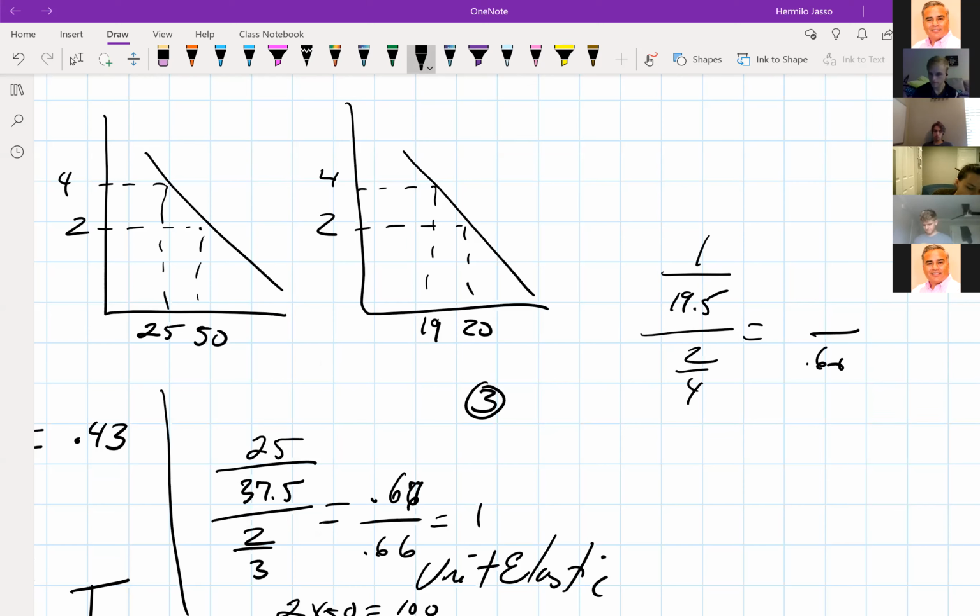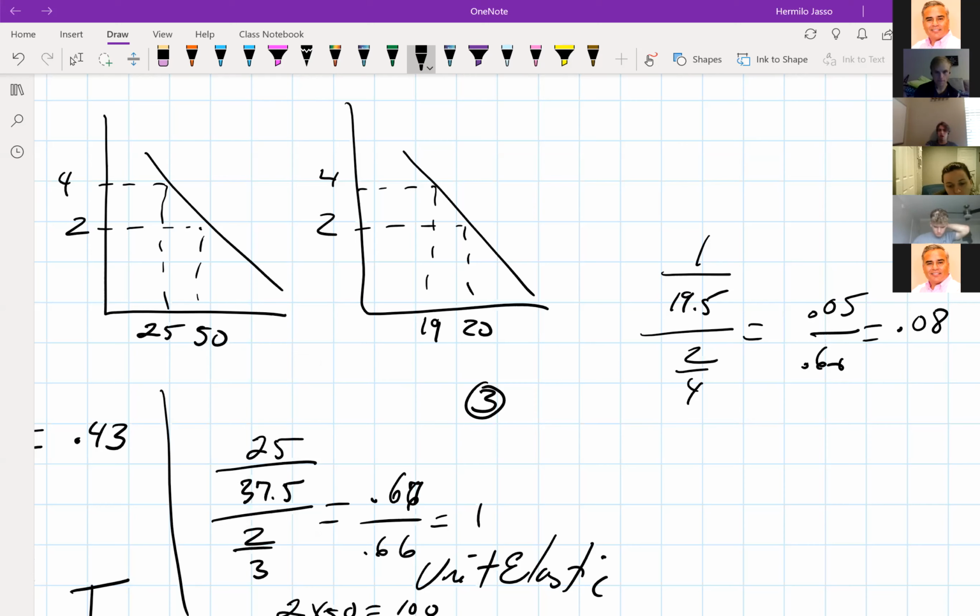And 1 divided by 19.5 is how much? 0.05. And 0.05 divided by 0.66 equals 0.08. It's still what? Is it elastic or inelastic? Inelastic. How much money were you making before?